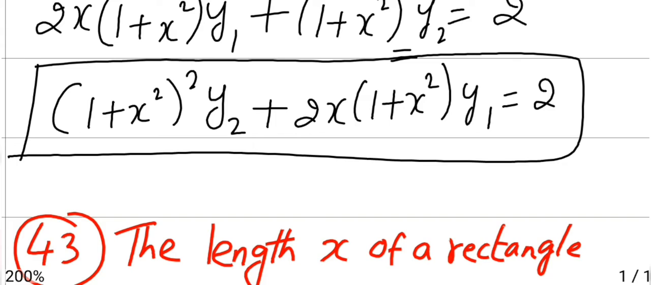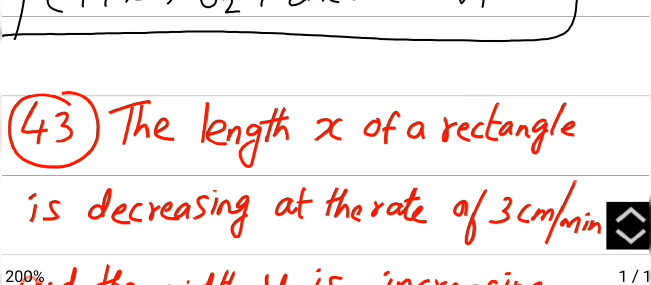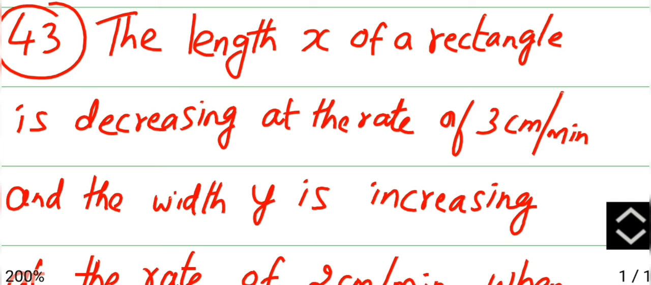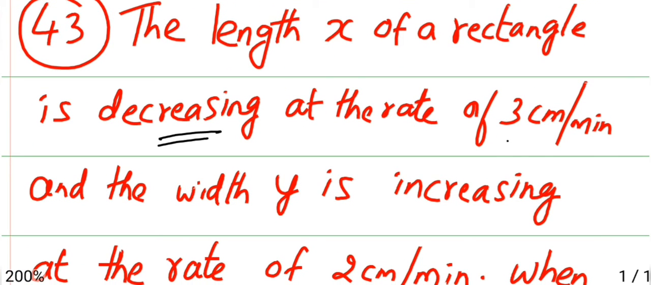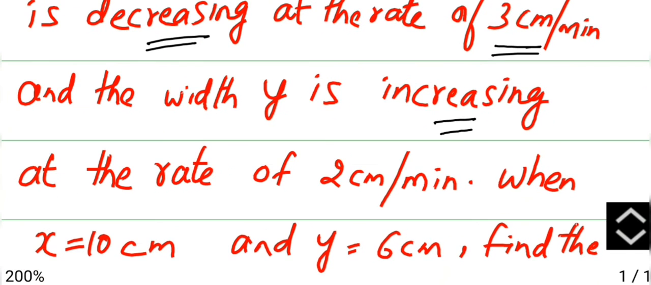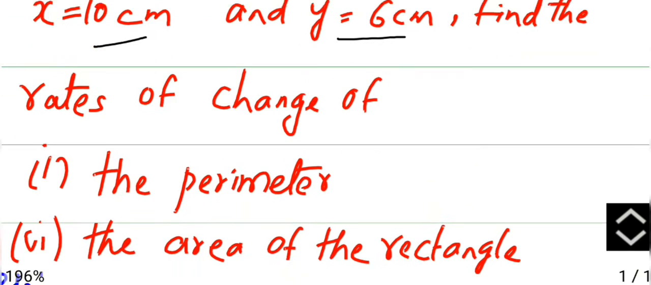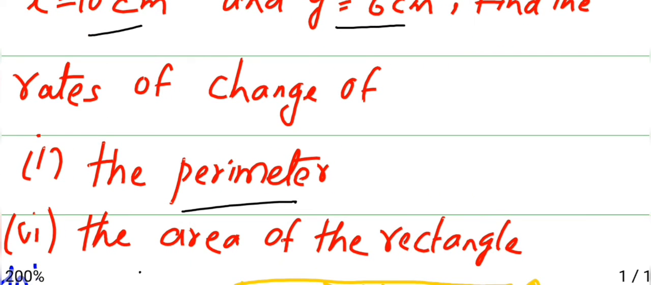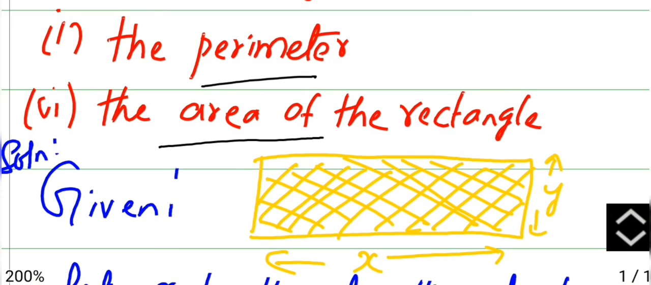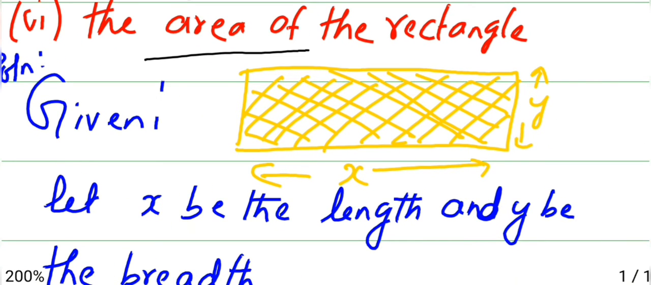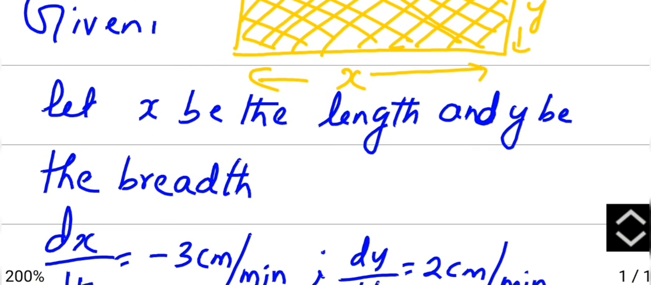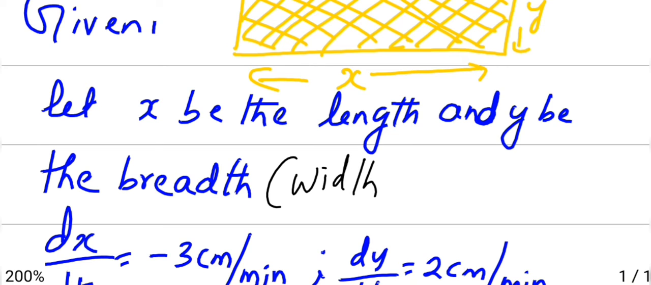Now next question is, the length x of the rectangle is decreasing at the rate of 3 centimeter per minute, and the width y is increasing at the rate of 2 centimeter per minute. When x is 10 centimeter and y is 6 centimeter, find the rate of change of the perimeter of the rectangle and the area of the rectangle. So here we have a rectangle. This is the length and this is the width of the rectangle. Let x be the length and y be the breadth, or you can write even width of the rectangle.